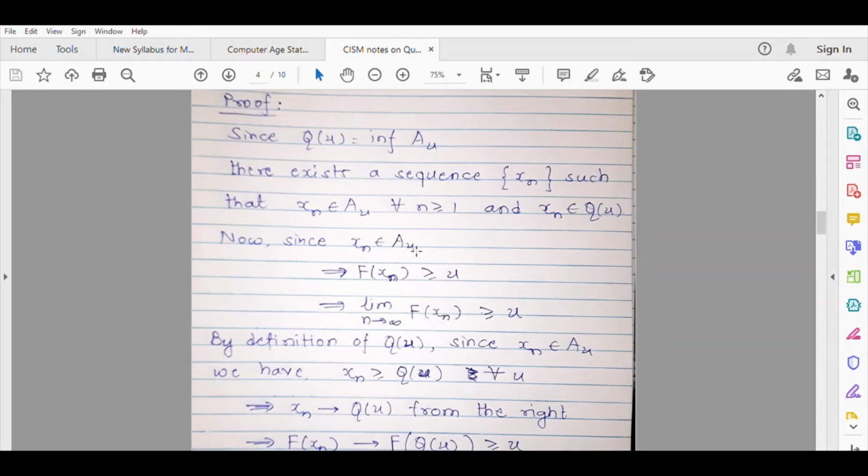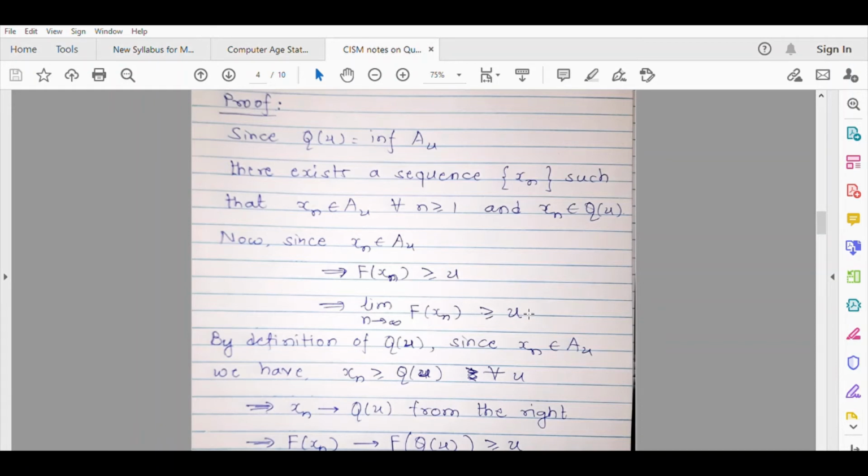So xn is in AU, so f of xn should be greater than or equal to U. Why? Because xn belongs to AU. The regularity condition of this set is that the point should be such that the value of the CDF at that point should be at least U. This is true for every n, right? All xn's are in AU. So you can take the limit over n, and you still get that the limit will be greater than or equal to U. So one part we have proven.